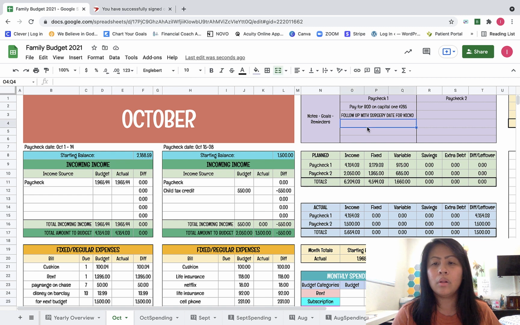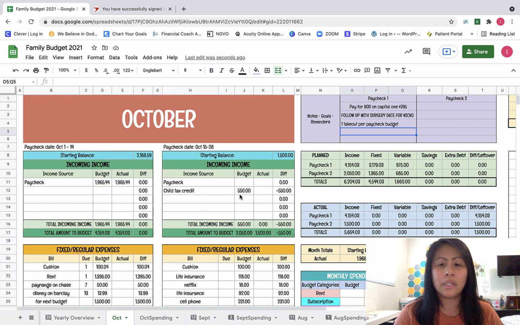Oh, and the goal also is one take out per paycheck budget. We've done it in the last couple of weeks, so I'm pretty sure we can do it again. And I think that's pretty much it for my October budget setup. If anything changes, I'm gonna just go ahead and update it on here.